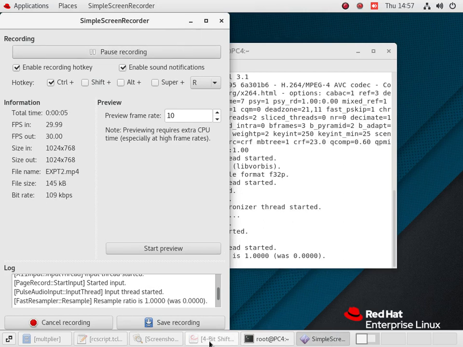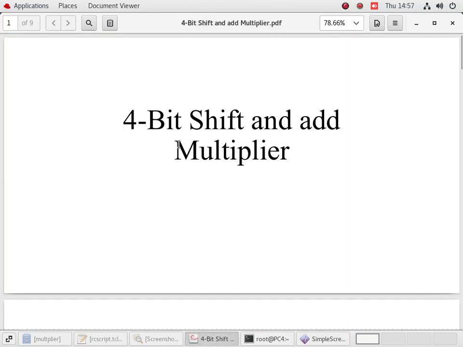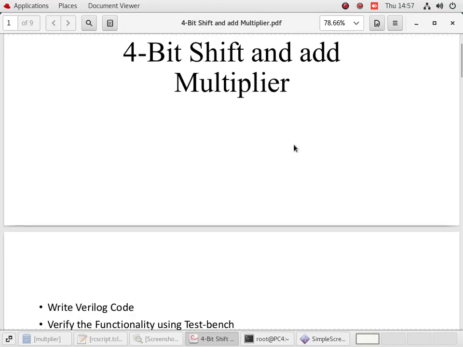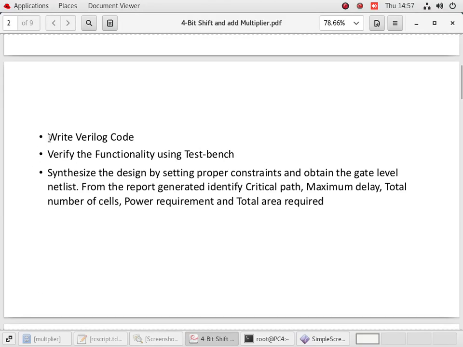Hello everyone. Today we will discuss the 4-bit shift and add multiplier. This is the second experiment. To start with, we have to write the Verilog code, verify the functionality, and then synthesize using the constraints and generate the report.